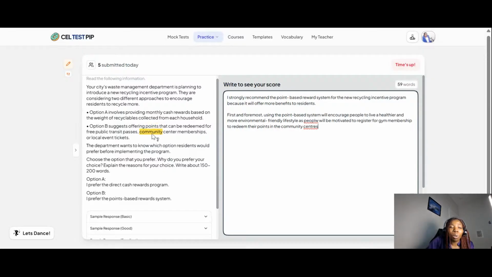When you go there, you ask yourself what the specific things are, and it helps you come up with points. People will register for gym membership and other sports activities. In Canada they have gyms, they can play basketball, different games, you swim. So: environmentally friendly lifestyle, as people will be motivated to register for gym membership and other sports activities to redeem their points in these community centers.